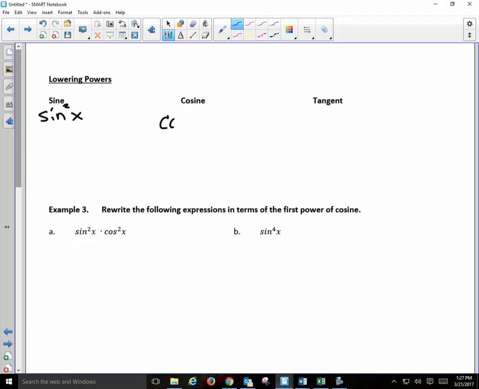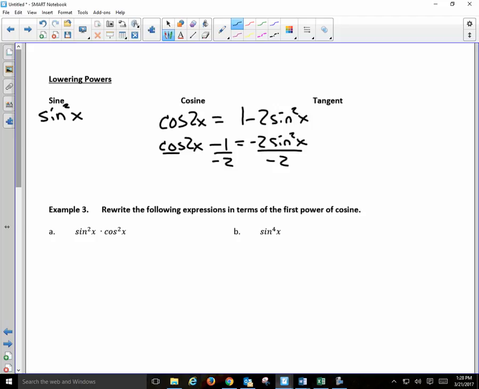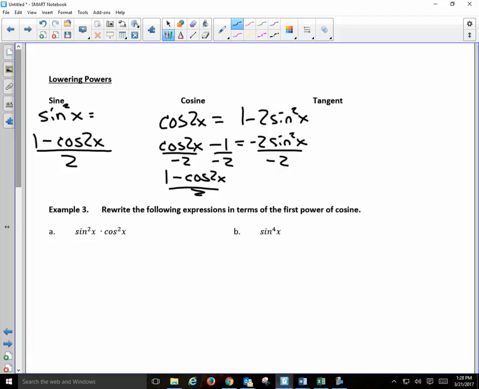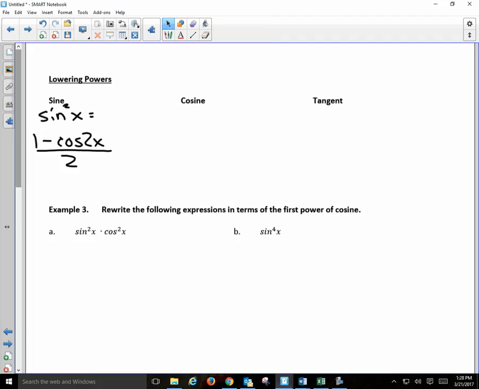We learned the other day that cosine of 2x was equal to 1 minus 2 sine squared of x, right? Remember that? Well, if I subtract 1, cosine of 2x minus 1 is equal to negative 2 sine squared of x. If I divide by negative 2, I get 1 minus cosine of 2x over 2. That's all you have to do. So sine squared of x equals 1 minus cosine of 2x divided by 2. That's what we call your power reducing formula.